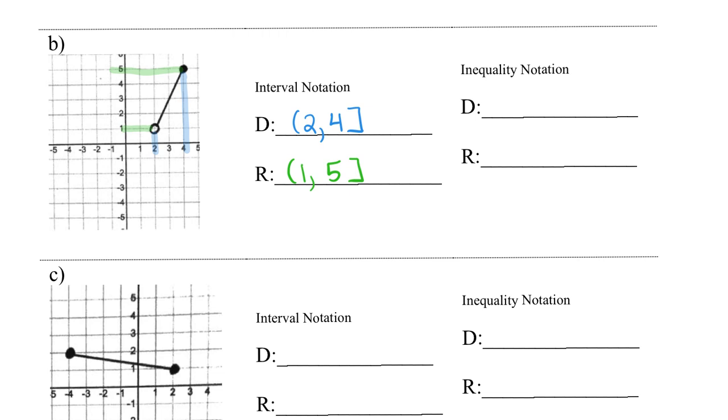That's interval notation. Okay, inequality notation is a little trickier when it has two numbers. So let's do the x direction. Okay, in the x direction, I can see that the graph goes from x equals 2 to x equals 4. So the lowest x value is 2.